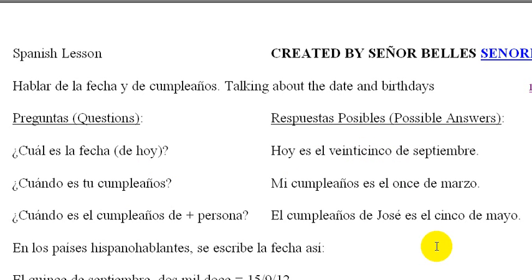Next question, ¿cuándo es el cumpleaños de persona? So when is the birthday of a certain person? Or let's say the guy's, it's Jose. I could say, ¿cuándo es el cumpleaños de Jose? When is Jose's birthday? And to answer that question, if his birthday was May 5th, I would say, el cumpleaños de Jose es el 5 de mayo.